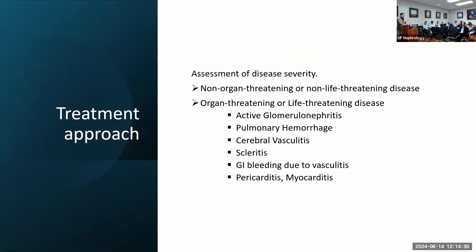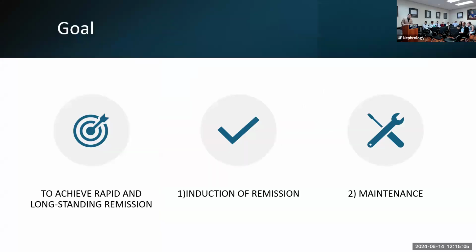So how are we going to treat this patient? We treat based on severity. It can be non-organ-threatening or non-life-threatening disease, or it can be organ-threatening or life-threatening disease. Glomerulonephritis, pulmonary hemorrhage, cerebral vasculitis, GI bleeding from vasculitis, pericarditis, and myocarditis all fall under organ-threatening or life-threatening disease. Our goal of treatment is to achieve rapid and long-standing remission, because about 50% of patients who achieve remission relapse. There are two stages of treatment: induction of remission, and maintenance.